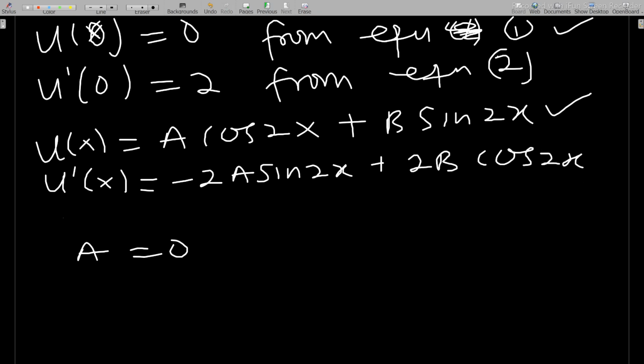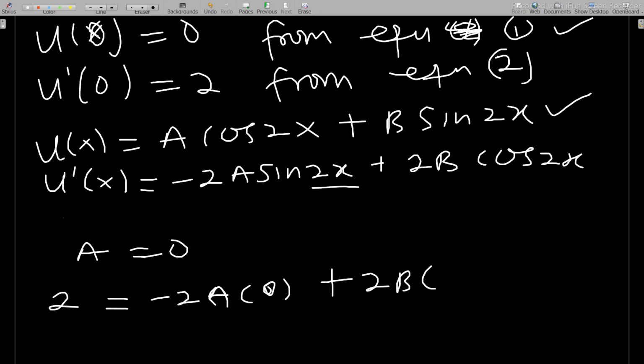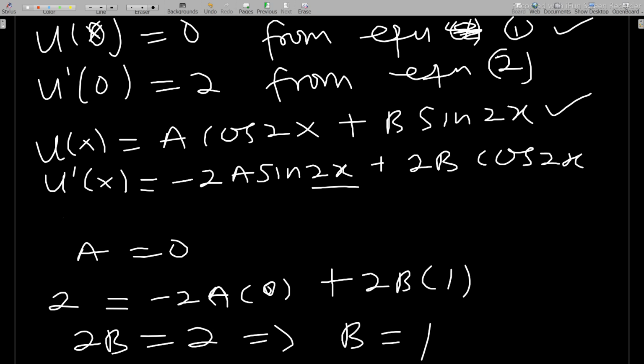But we know that u prime of 0 is equal to 2. So it means 2 is equal to, wherever I see x, I put in 0: minus 2a times sine of 2 times 0, and sine 0 is 0, okay? So plus 2b times cos 0, which is 1, okay? So it means I have 2b being equal to 2, and this definitely implies that b is equal to 1 and a is 0.